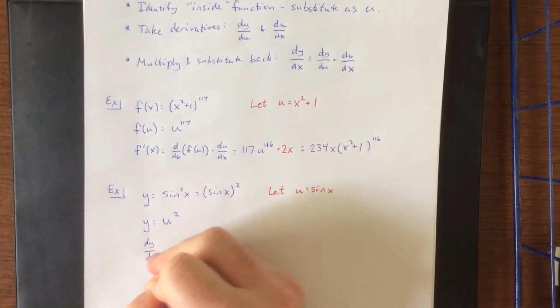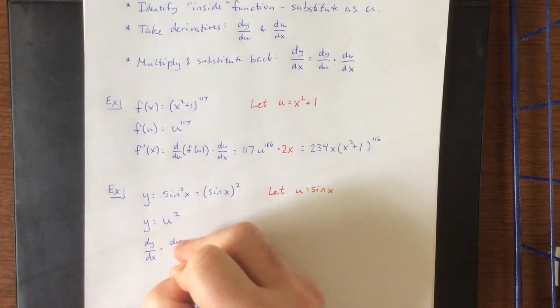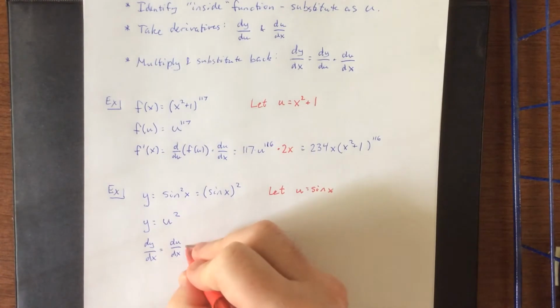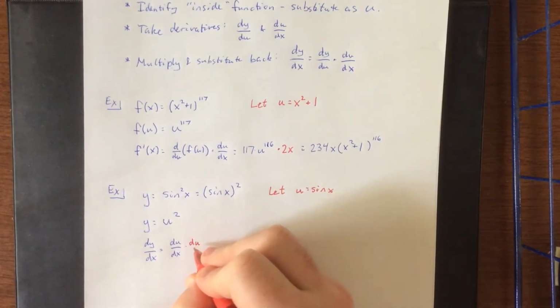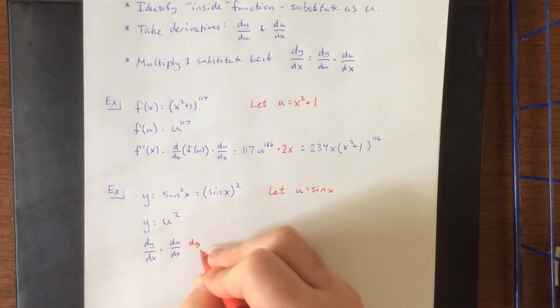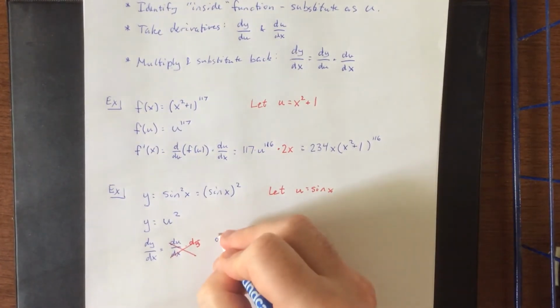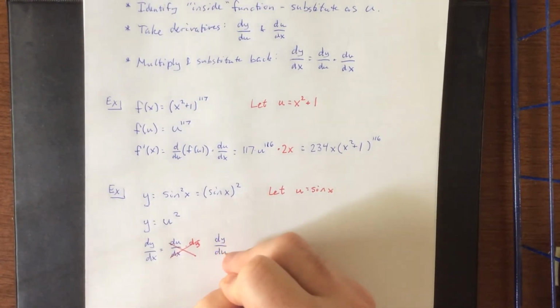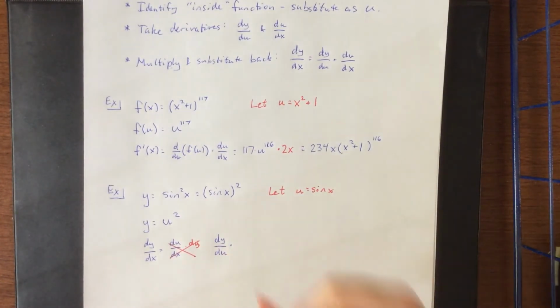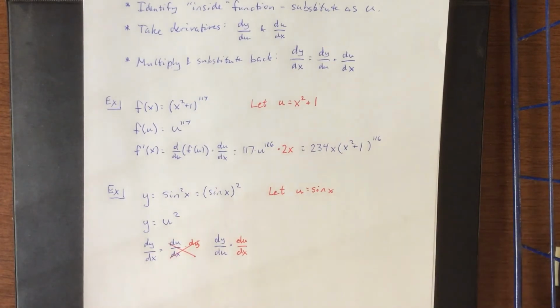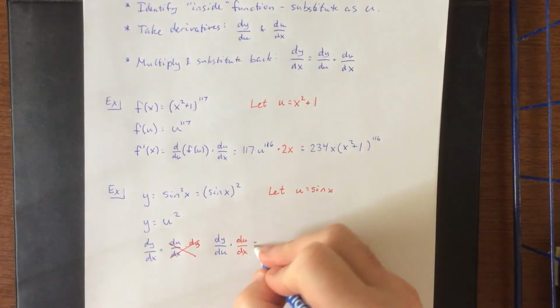So dy over dx is going to be equal to du over dx, and then we'll multiply that, might as well color coordinate here, by, oh no, these colors are backwards. Let's try that again. Dy over du times, now we're color coordinating. Never count on a single guy to color coordinate.